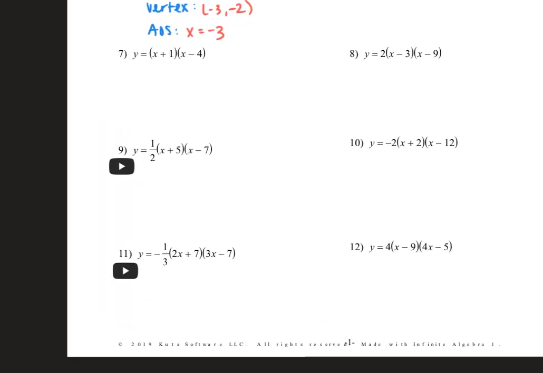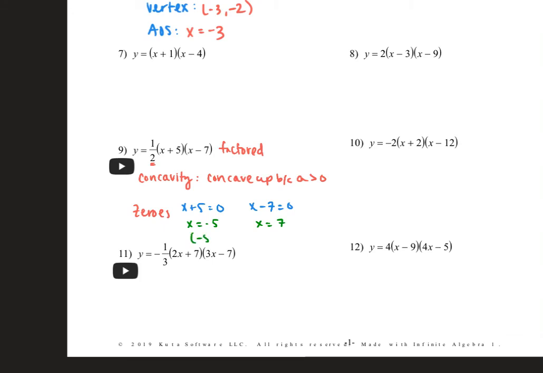All right, number 9. This one is written in factored form. Factored form tells us 2 things. It tells us the concavity, and it tells us the zeros. So first, starting with the concavity, since A is positive, it's concave up. And then for the zeros, we're going to use zero product property. So x plus 5 equals 0, and x minus 7 equals 0. So solving for x, we get x equals -5, and x equals +7. So my zeros are -5, 0, and 7, 0.